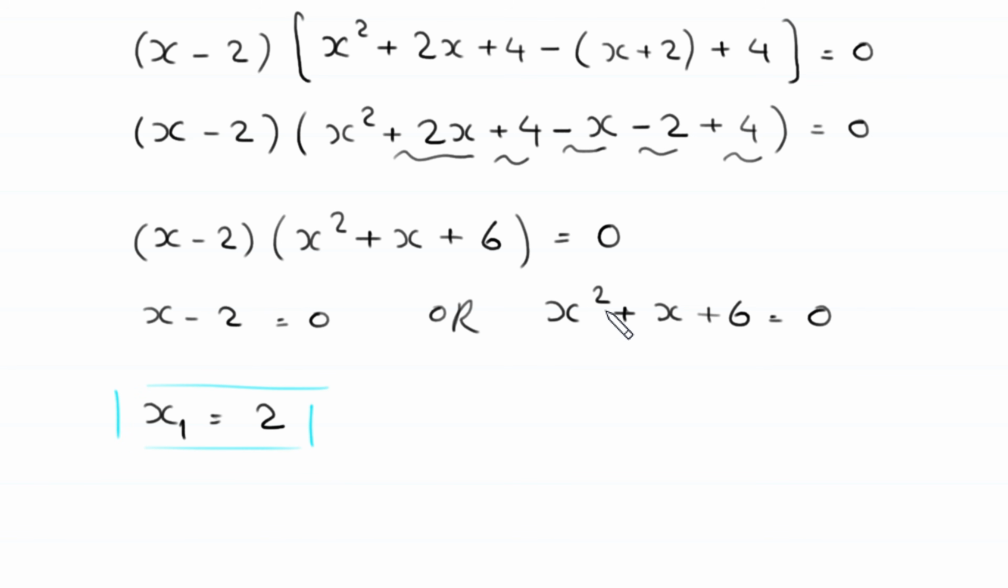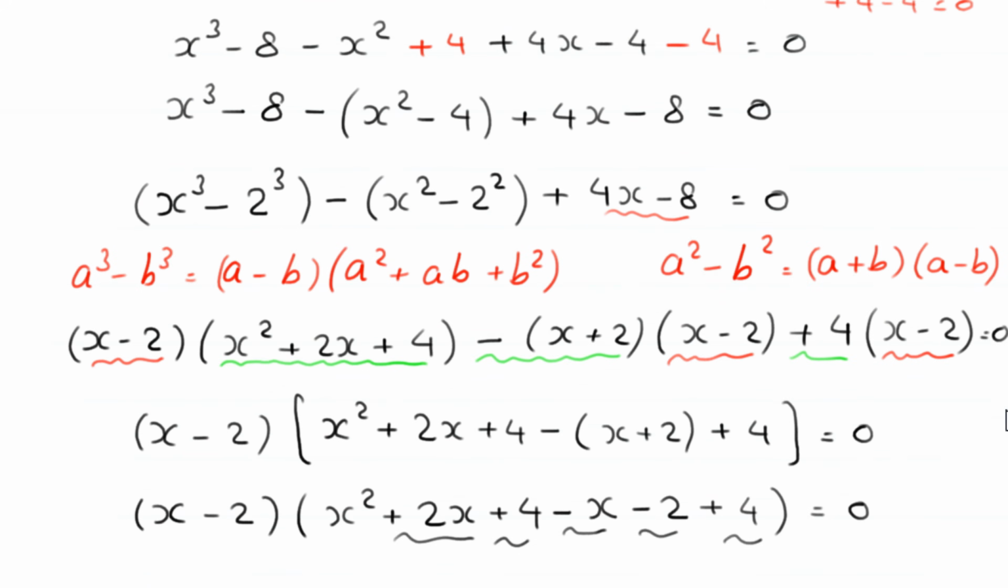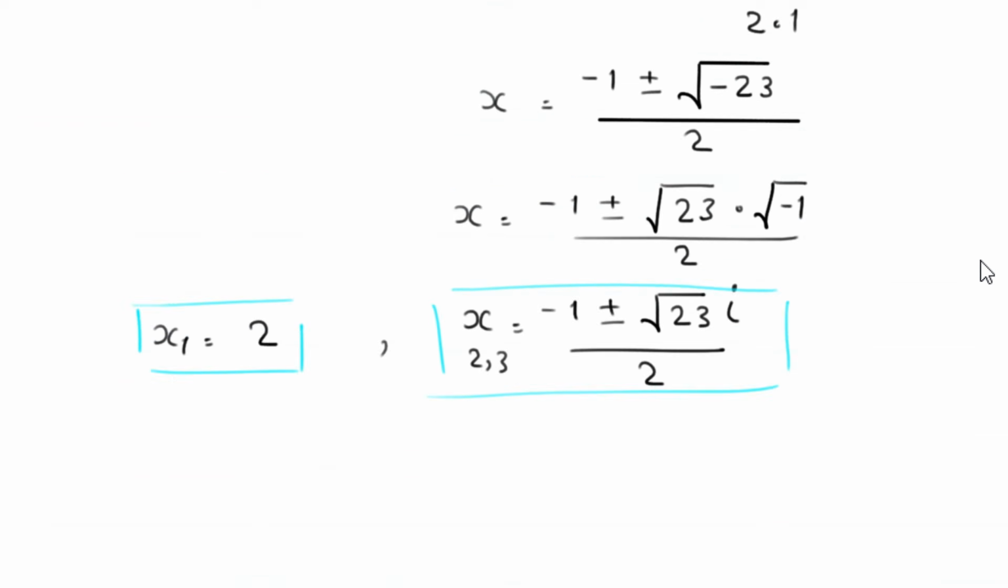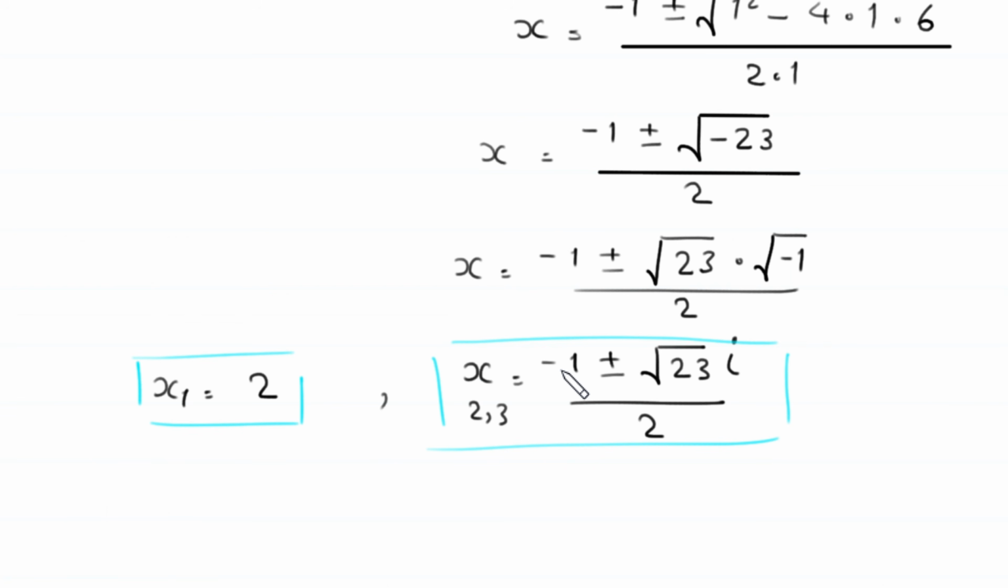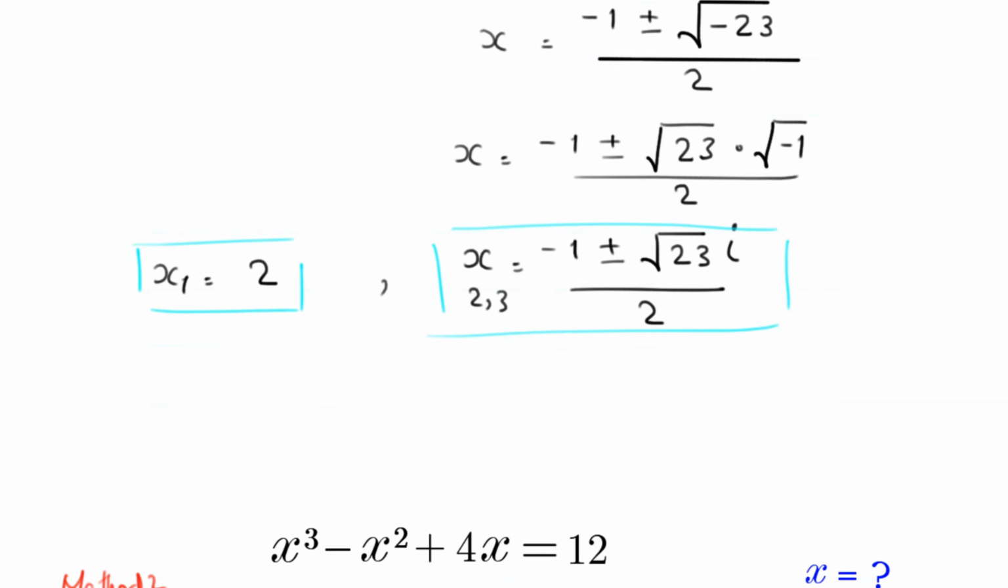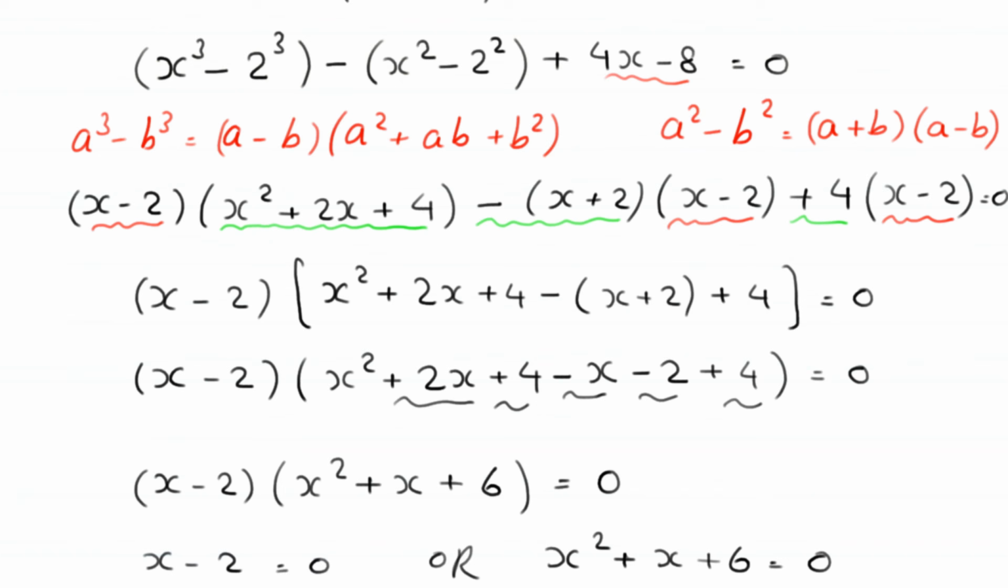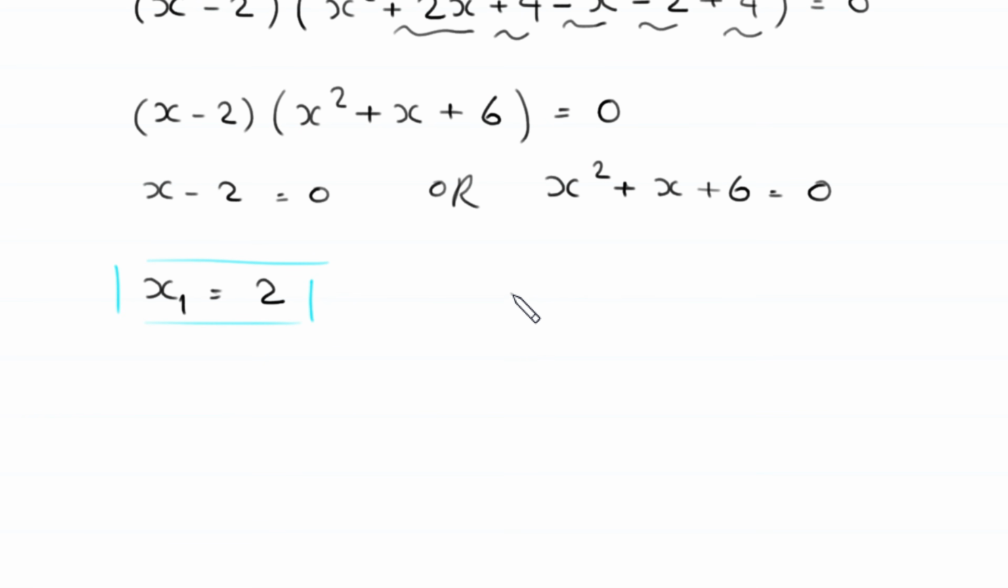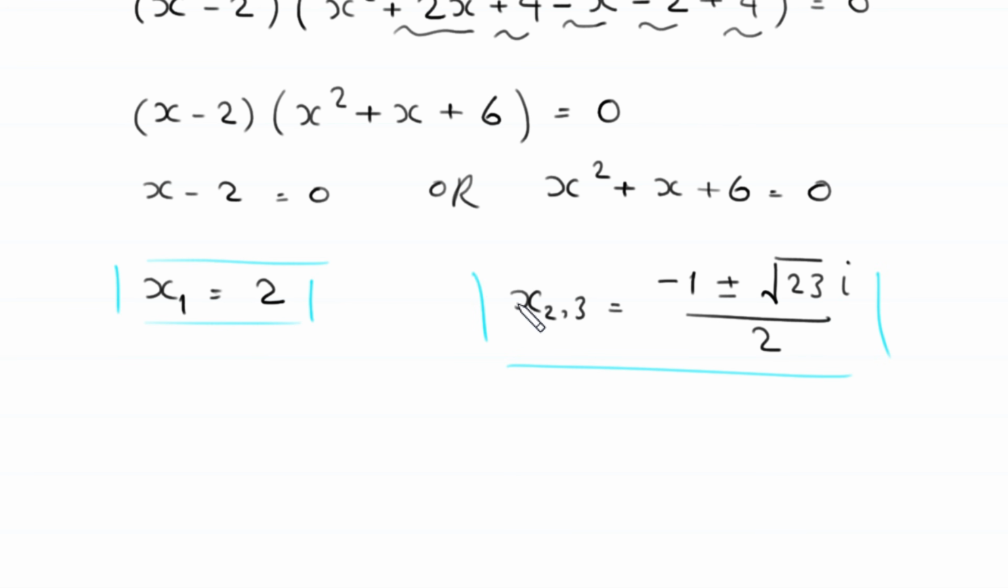By solving this quadratic equation, we found the solutions x2 and x3, negative 1 plus minus root 23i over 2. Value of x2 and x3 is equal to negative 1 plus minus root 23i over 2. So these are the three solutions of this equation.